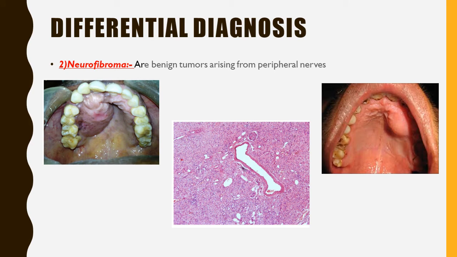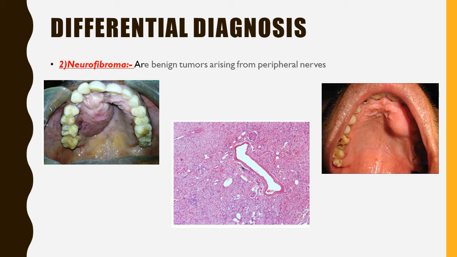Neurofibroma. They are benign tumors arising from peripheral nerves, usually presenting as non-tender discrete masses that range in size from a few millimeters to several centimeters. The lesions are typically pedunculated or sessile, usually painless, but occasionally pain or paresthesia is reported due to nerve compression.